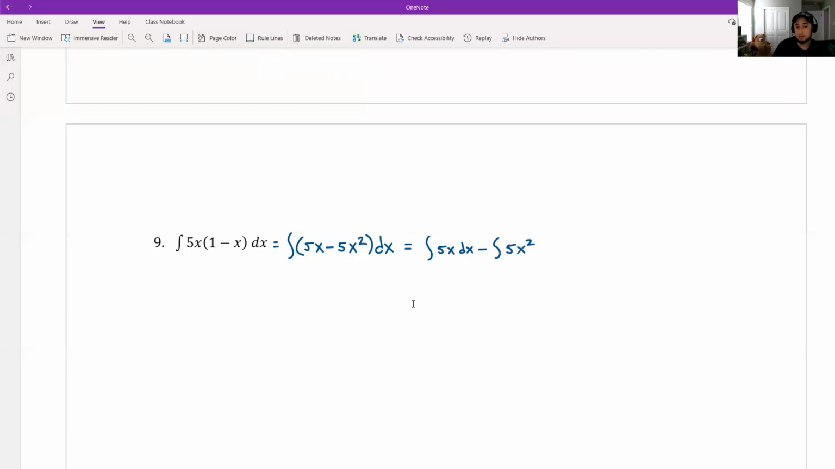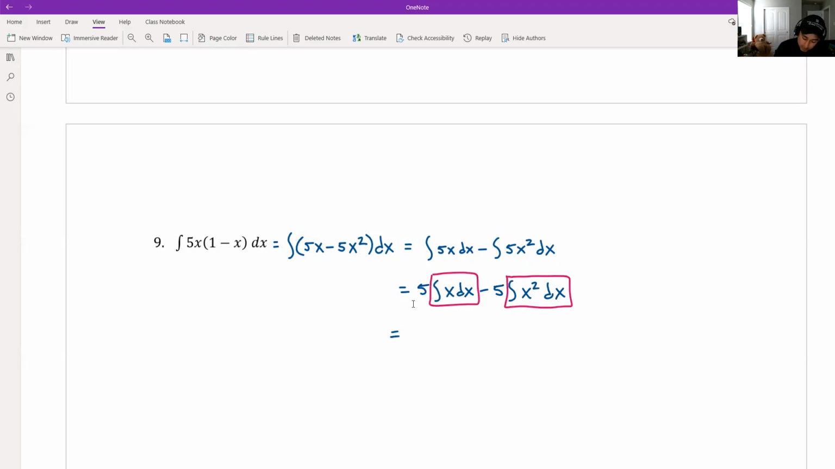Now on both of these, I'm going to take out the 5. We could have done that in the very beginning, but the work could have looked a little confusing, so I waited till now to take them out. When I rewrite it, I'll have 5 times the integral of x dx minus 5 times the integral of x squared dx. Now all we need to worry about is the antiderivative of x and the antiderivative of x squared.